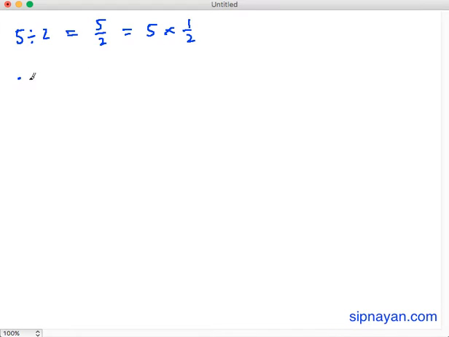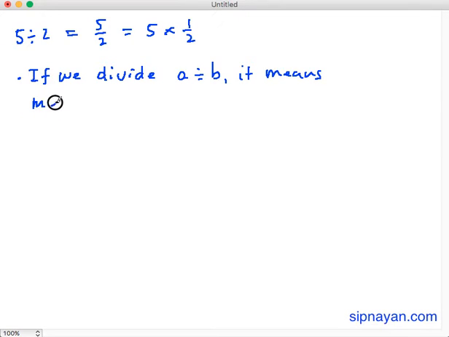If we divide a number A by B, it means multiplying A by 1 over B, di ba? Kasi dito, ang A natin is 5, tapos ang B natin is 2. So, pwede natin siyang isulat as 5 over 2, and pwede natin siyang isulat again as 5 times 1 half.